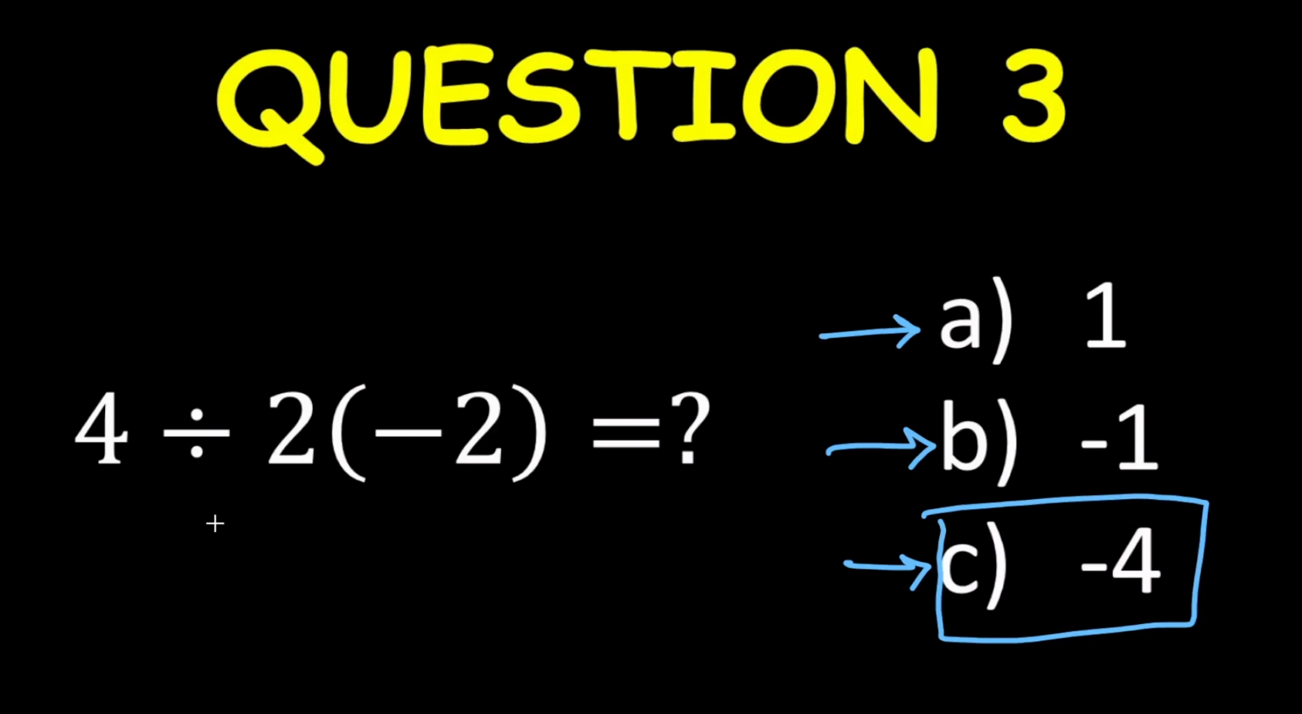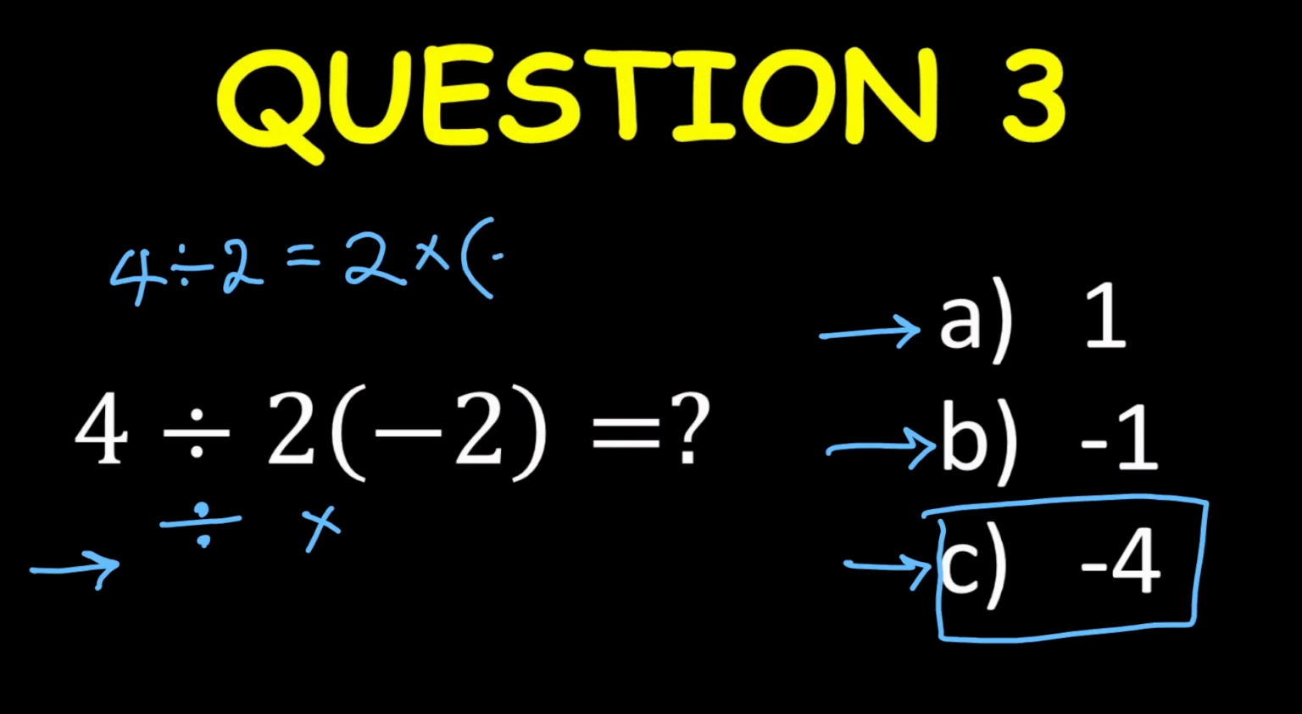So the different operations we have here are division and multiplication. So following our BODMAS or our PEMDAS, the order is from left to right. So we are going to have 4 divided by 2, which is 2, okay, times now -2. So that's going to give us -4. So that makes C the correct answer. Let's move to the next question.